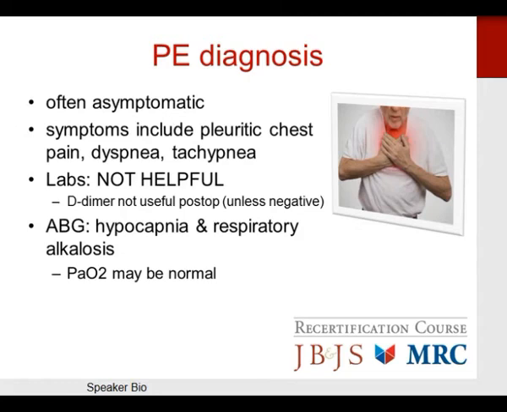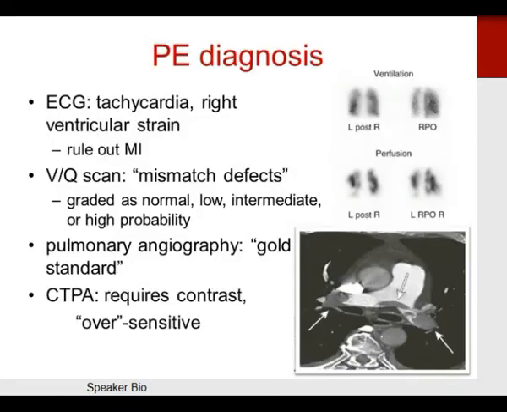The labs here are not very helpful. Most patients who have recently had orthopedic surgery or an injury will have elevated labs that would make a PE difficult to rule out. The ABG can be helpful. Patients may have hypocapnia or respiratory alkalosis, even though their PaO2 may be normal. An EKG should be ordered on these patients who may potentially have a PE for a number of reasons, but for one, to rule out myocardial infarction. On EKG, you'll see tachycardia or right ventricular strain.